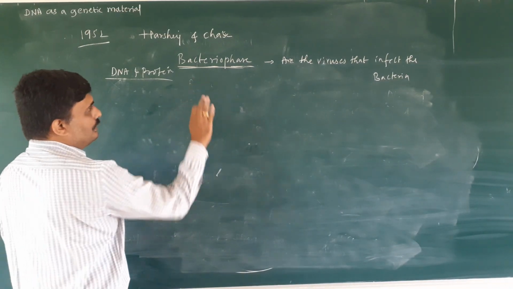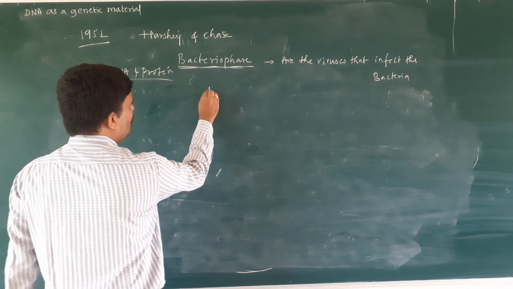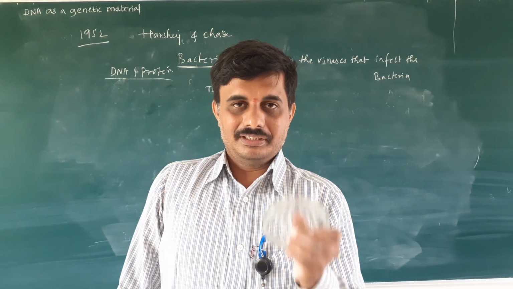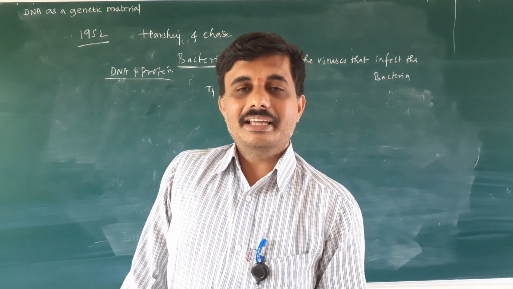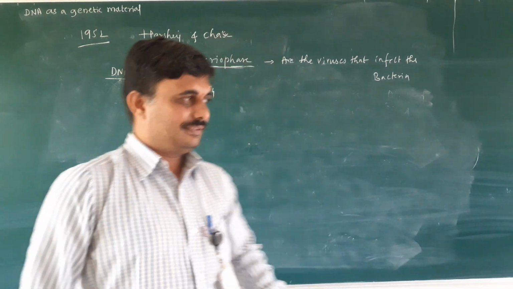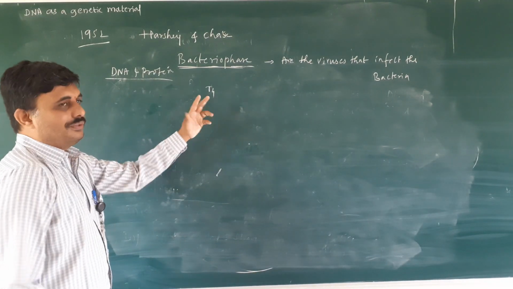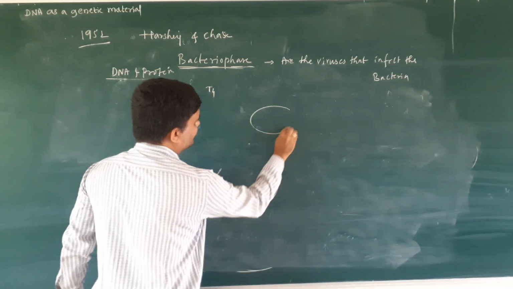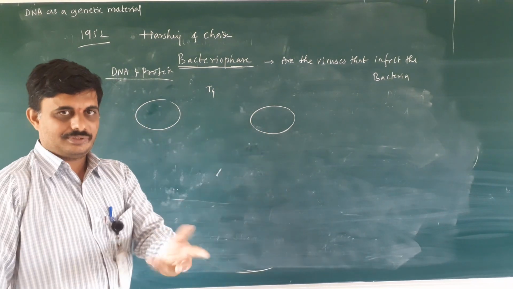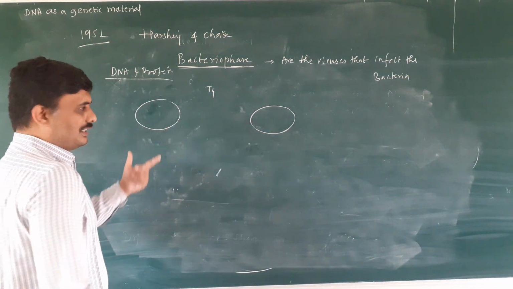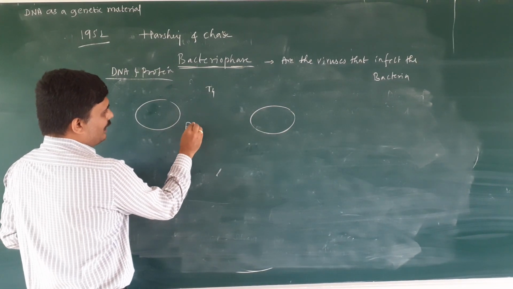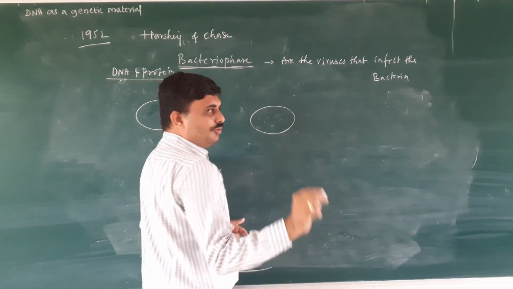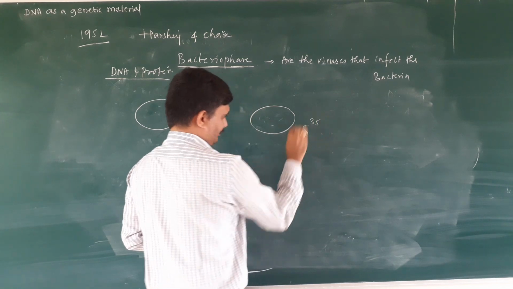They use the bacteriophage, which is a T4 phage of bacteria, and grow it in media that contain radioactive elements. They grow the T4 phage in two petri dishes containing two different radioactive elements. One petri dish contains the radioactive element phosphorus 32, the other contains the radioactive element sulfur 35.